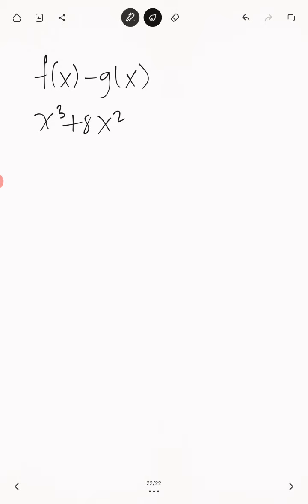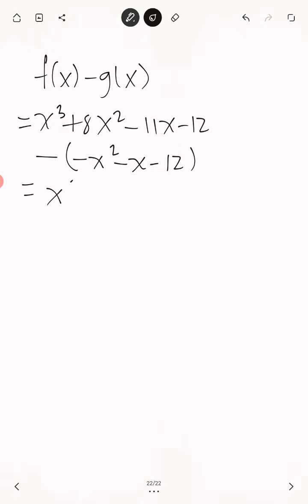x cubed plus 8x squared minus 11x minus 12 minus, and don't forget to put a bracket here so that you distribute that negative over the entire g of x, otherwise you are not going to get the right answer. And that simplifies to x cubed plus 9x squared minus 10x, which is of course the same thing that we had the first time on the left side of the equation.